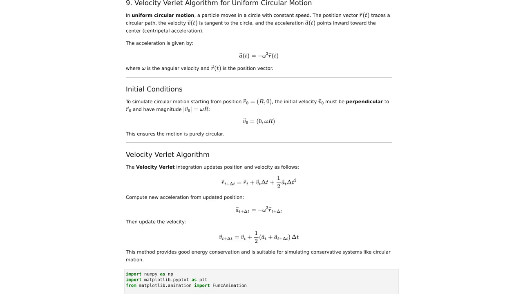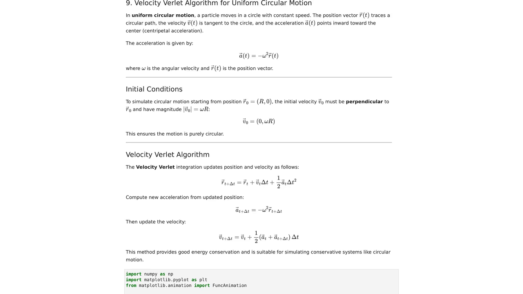The velocity Verlet algorithm updates position and velocity in vector form. The position vector at t plus delta t equals the position vector at t plus the velocity vector at t times delta t plus 1/2 times the acceleration vector at t times delta t squared. After calculating the new position, we compute the new acceleration vector using a at t plus delta t equals negative omega squared times r at t plus delta t.